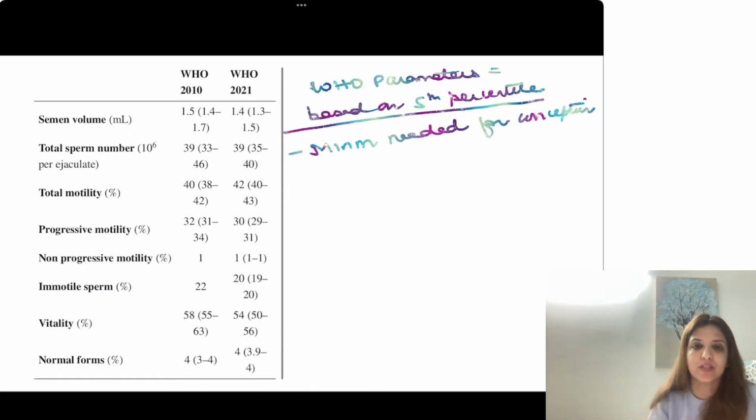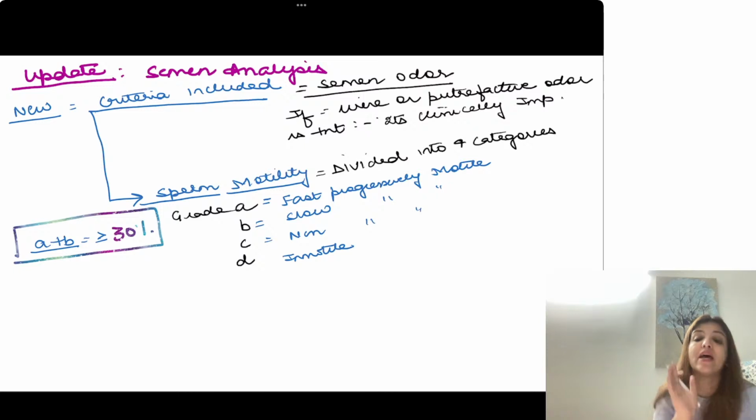All these parameters are a little bit relaxed now, and they are lower than what they were earlier given in 2010. Number two difference is one more parameter is included, and that is semen odor. If your patient's semen has an odor of urine or a putrefactive odor, then that is clinically important. Next important difference is that sperm motility is now divided into 4 categories: A, B, C and D.